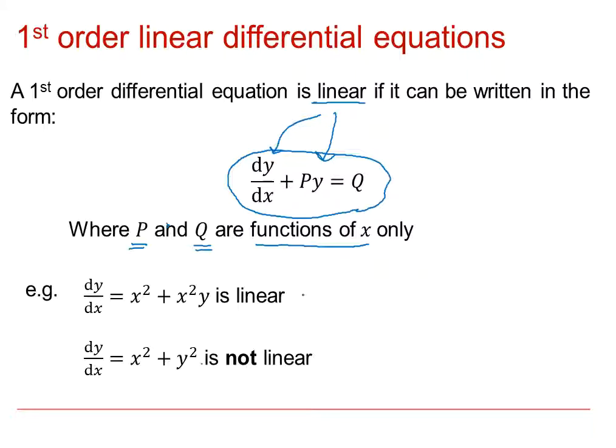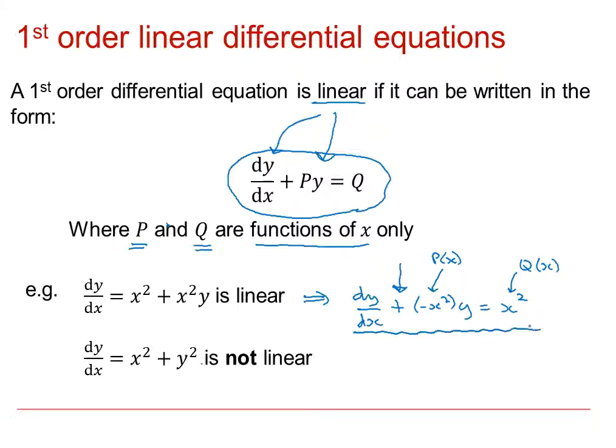So if we look at this first example and explain why this one is linear, I can rewrite this as dy by dx plus minus x squared y equals x squared. So this term here is the p of x, the function of x. This term at the end is the q of x. And notice that I've written it deliberately to have a plus sign. So this one can be written in the appropriate form and therefore is a linear first order differential equation.